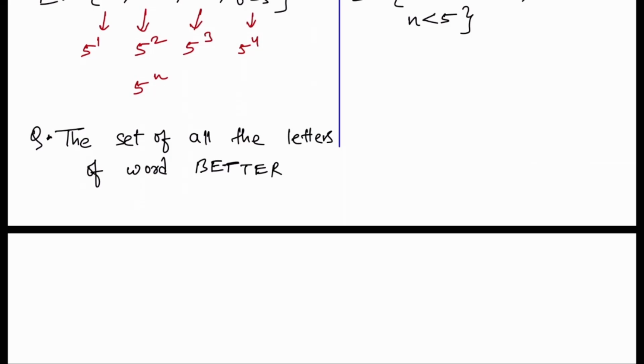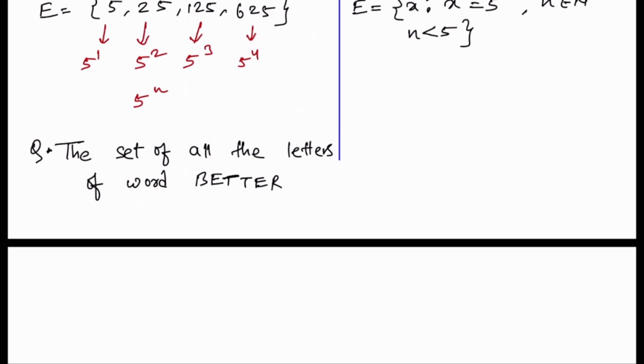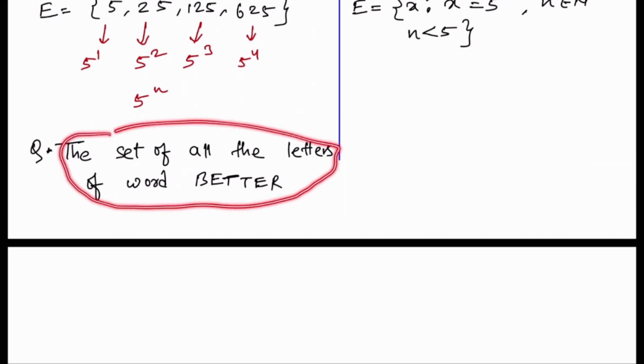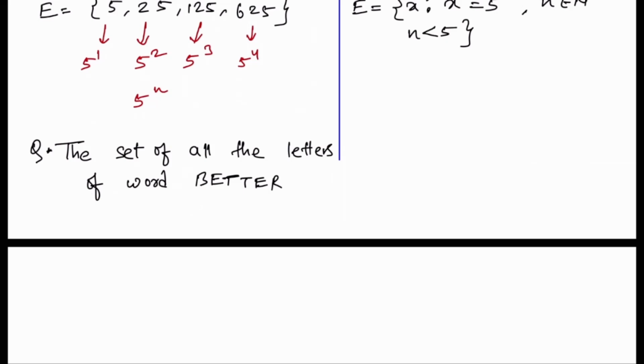Okay. We have been given this condition. This is basically a set builder form. Set builder form means a property is given, because the set contains all the letters of the word better. That means there is a set that contains some letters, and those letters are from the word better. Okay, now we have to write this in the roster form.